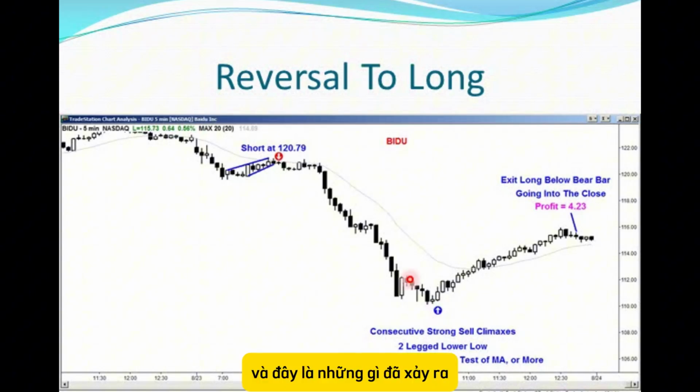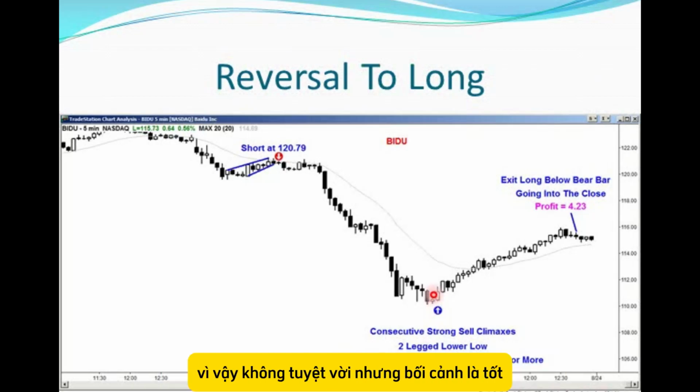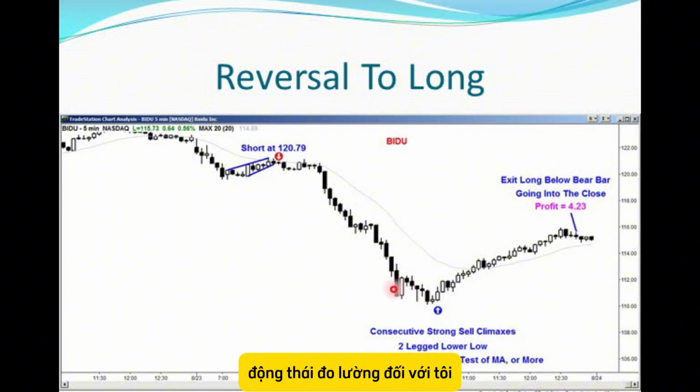And this is what happened. We had two more little pushes down, and a little wedge bottom, 3 pushes, 1, 2, 3, and a bull inside bar, a tail on top, so not great, but the context is good. After a series of consecutive sell climaxes, and now we have a little wedge bottom at support, a double bottom at support, or triple bottom at support. Remember, support was here, the measured move.